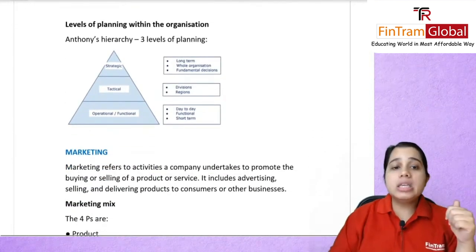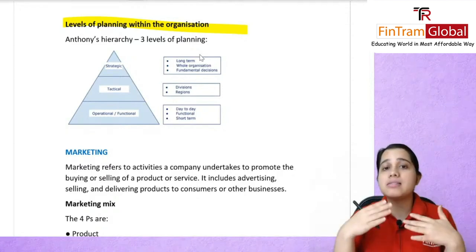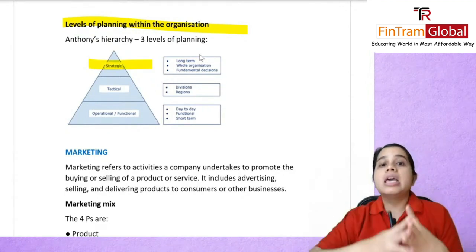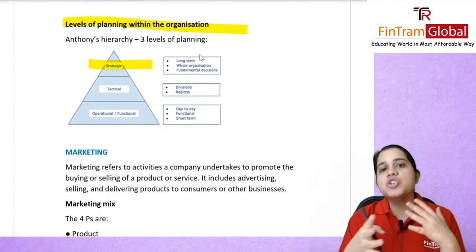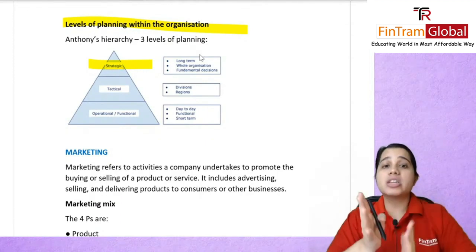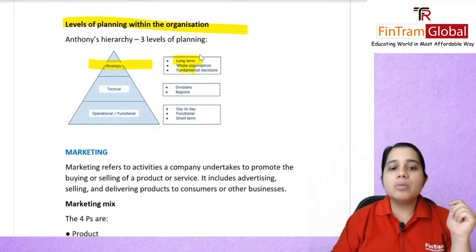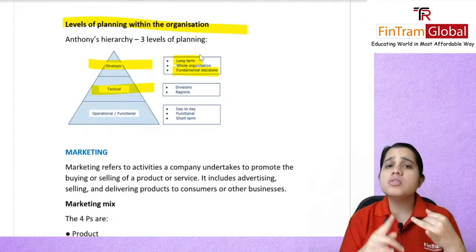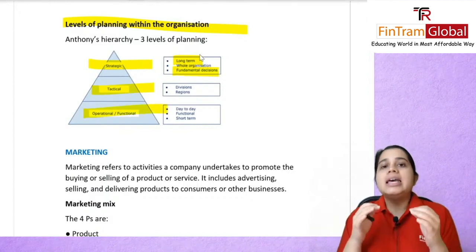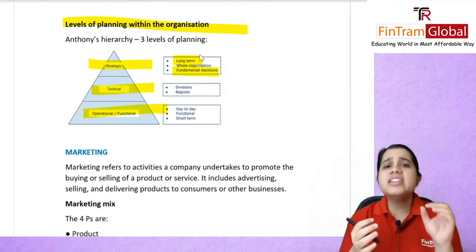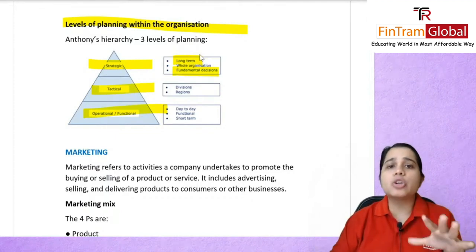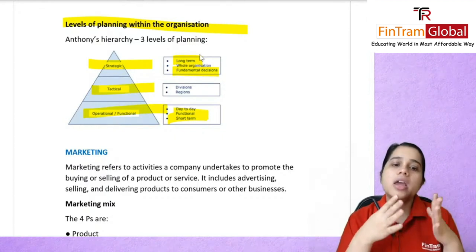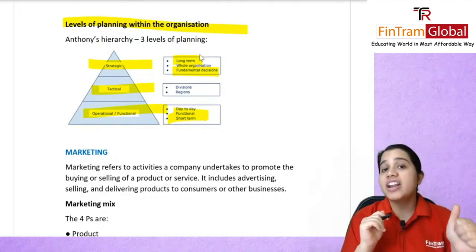Now, levels of planning within the organization. Here we studied Anthony's triangle, Anthony's hierarchy, whatever you want to call it. There were three levels of planning. On the top, your strategic level. Here, your strategic managers, your top level managers, undertake long-term planning. This affects your entire organization, and they make the fundamental decisions. Then you have your middle level, that is your tactical level. Here, you make decisions regarding various regions or divisions. And finally, you have your operational level. Here, you make your day-to-day, functional decisions, and these are very short-term. They are not going to affect the entire organization, just a particular function. This was Anthony's hierarchy or triangle.